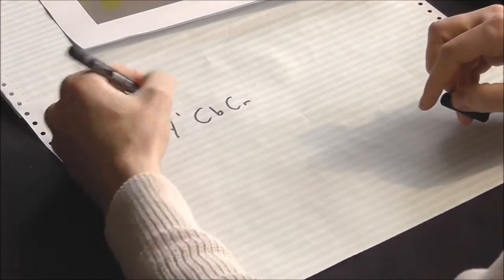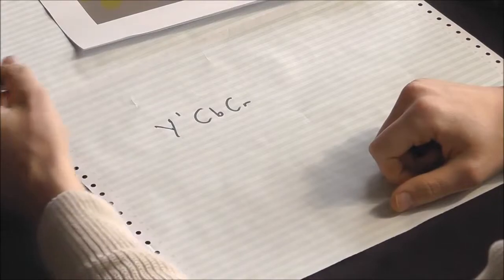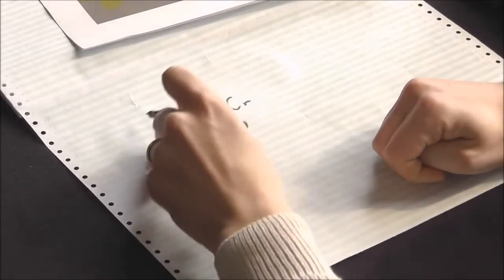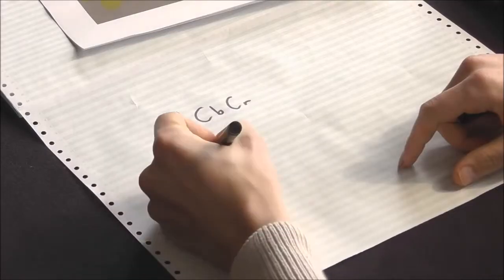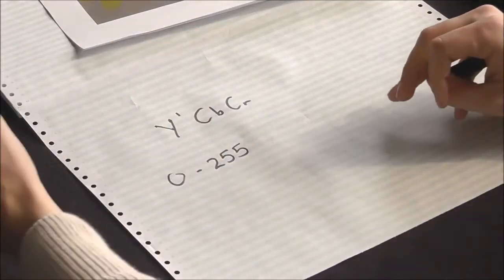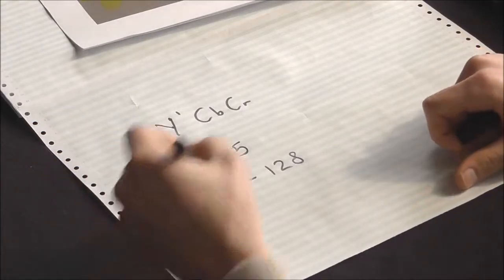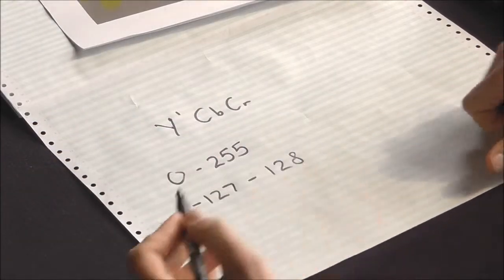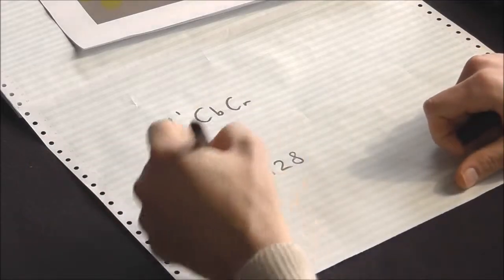We usually use this prime symbol after the Y to represent that the RGB was gamma corrected, but we won't worry too much about that. For all intents and purposes, this is the luminosity, and these are the chrominance values. And this luminosity goes between 0 and 255, just like RGB. And the Cb and Cr are positions on a sort of a square, and they go from -127 to 128. It might be -128 to 127. Okay, so that's for Cb and Cr.